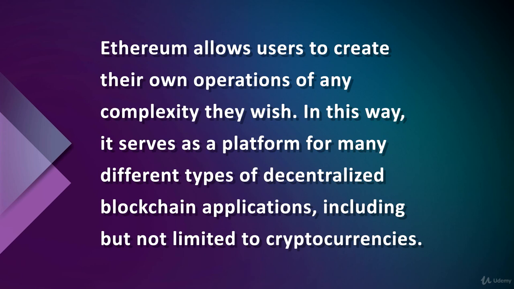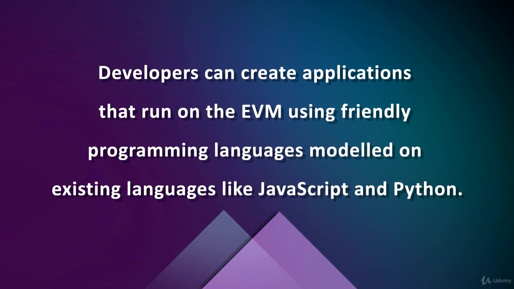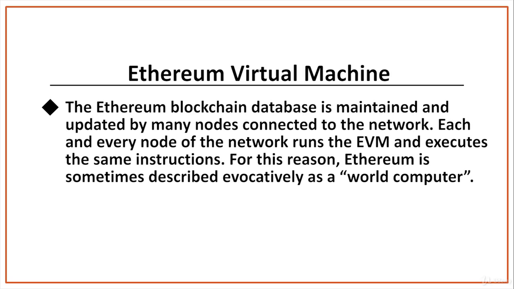At the heart of it is the Ethereum Virtual Machine, the EVM, which can execute code of arbitrary algorithmic complexity. In computer science terms, Ethereum is Turing complete, but developers can create applications that run on the EVM using a friendly programming language modeled on existing languages like JavaScript and Python. But like any blockchain, Ethereum also includes a peer-to-peer network protocol, and the Ethereum blockchain database is maintained and updated by many nodes connected to the network.